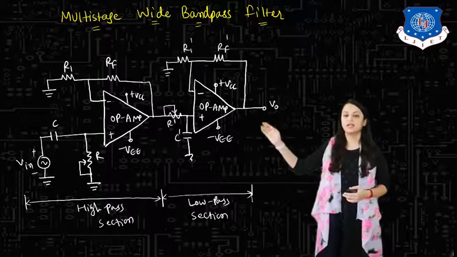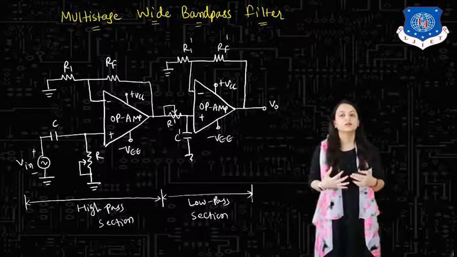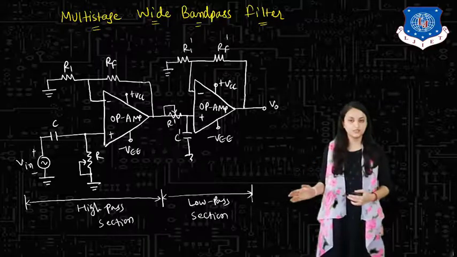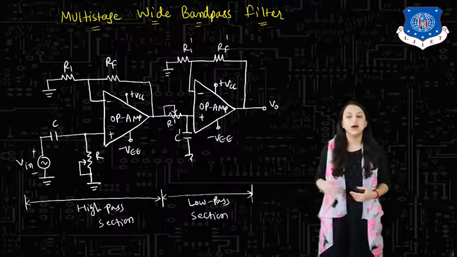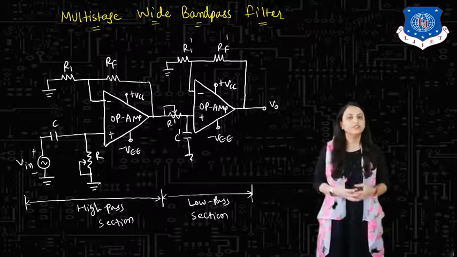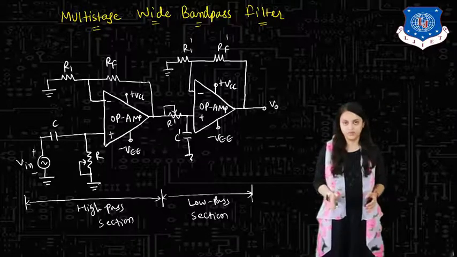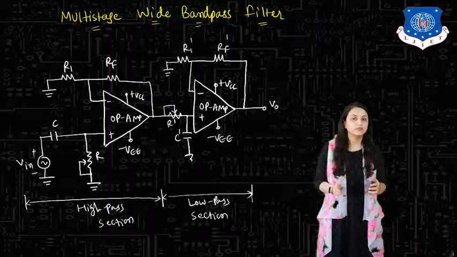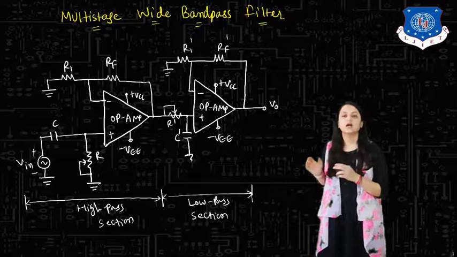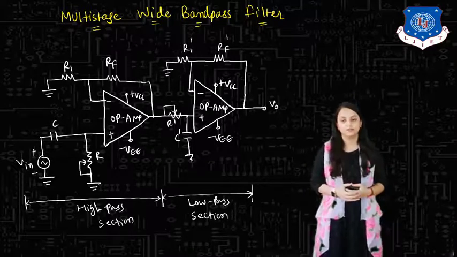So here the circuit diagram of multi-stage wide band pass filter is indicated. As there are two stages of amplifiers, these are called multi-stage filters. The first stage is the high pass section and the second stage is the low pass section. Why do we need to use these two filters? Because we need to obtain a wide band pass filter. Band pass filter means having two frequency limits, so we need to give at least high pass and low pass sections to obtain the particular band.